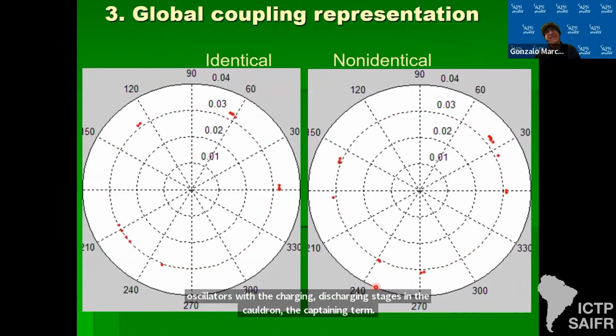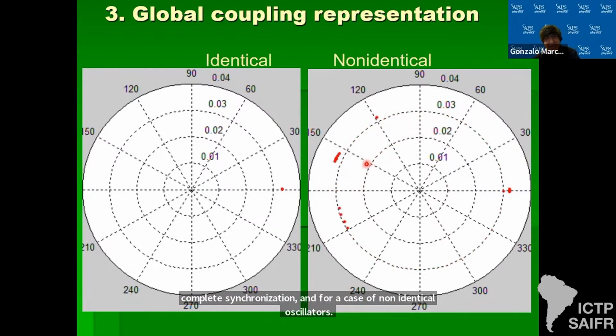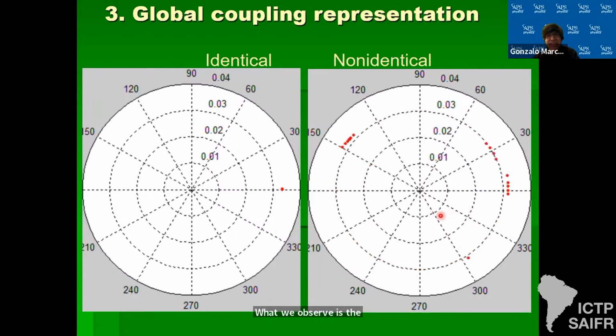So in order to represent the synchronization of these oscillators, again, we have the case of identical and non-identical oscillators. In our polar diagram, the radial coordinate represents the period of the oscillators, and the angular coordinate represents the phase difference. For the case of identical oscillators, we obtain complete synchronization. And for the case of non-identical oscillators, what we observe is cluster formation, but at least for a long transient, we cannot observe complete synchronization.